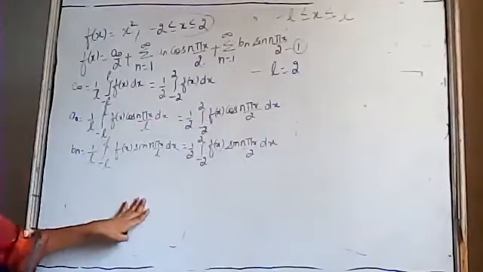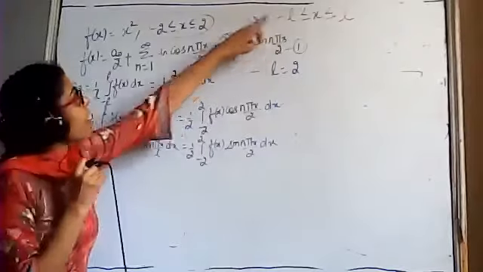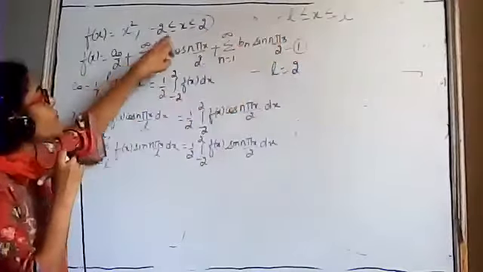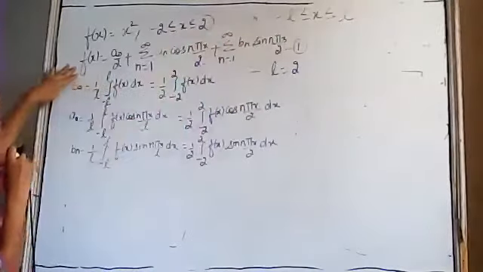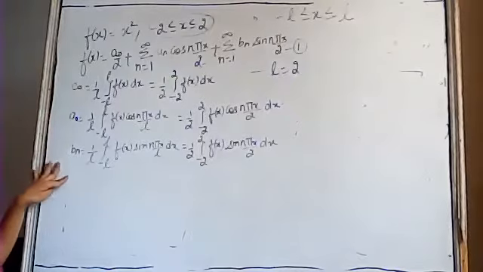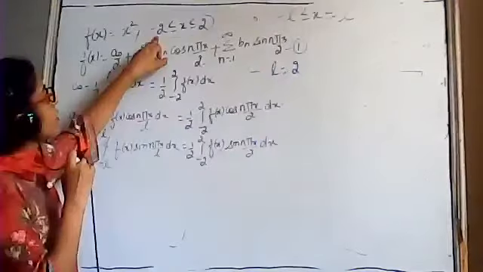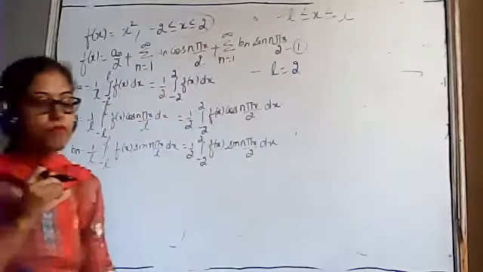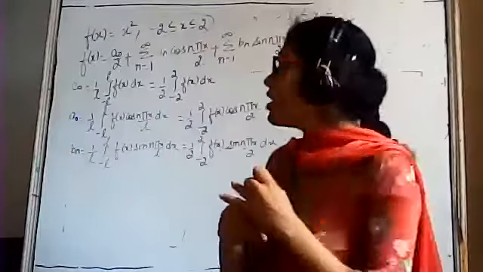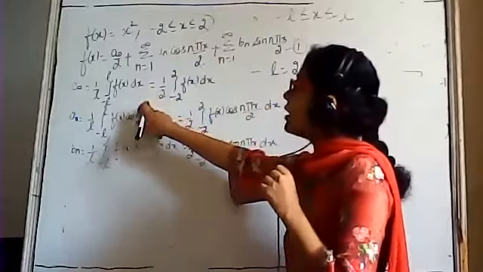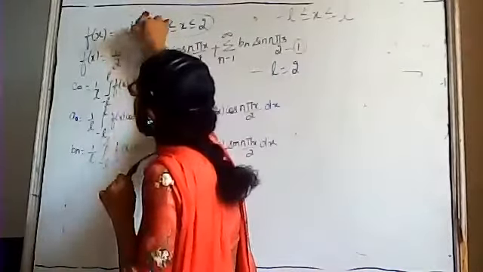I hope this step is understood. As we have the value of L as 2, whenever we get the value of L, we have to substitute it in all the formulas: in f(x), in a0, in a_n, and in b_n. After that, see, the limits are the same with positive and negative sign. In this case, we can check our function for even and odd. Whenever we have the same limits with positive and negative sign, we can check for even and odd function. Now the function is x square.